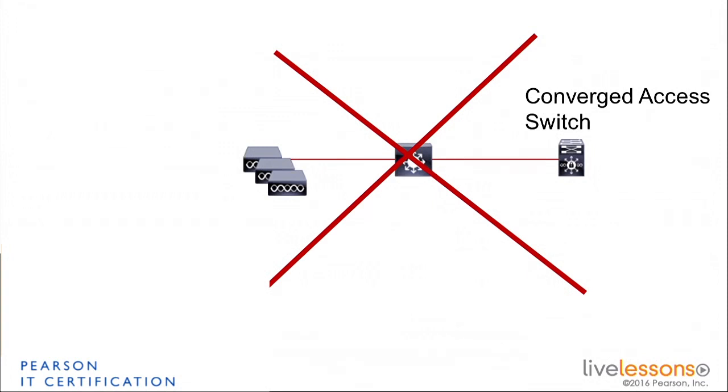In a converged access solution, the switch is where the controller resides. Okay? So that means there is no intermediate switch between the access points and the tool that is your controller, because the controller itself is within the switch. iOS XE switches can be converged access switches. So, in other words, converged access switches run the iOS XE code.